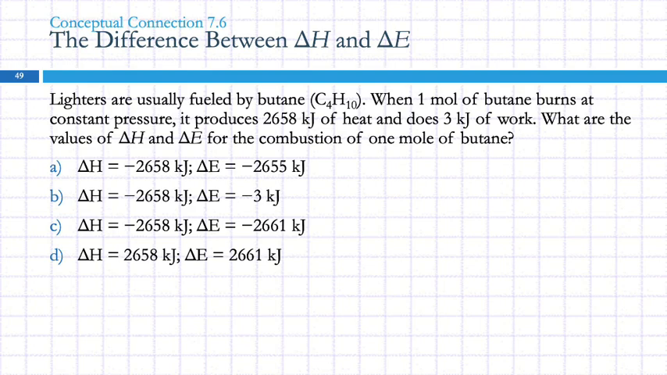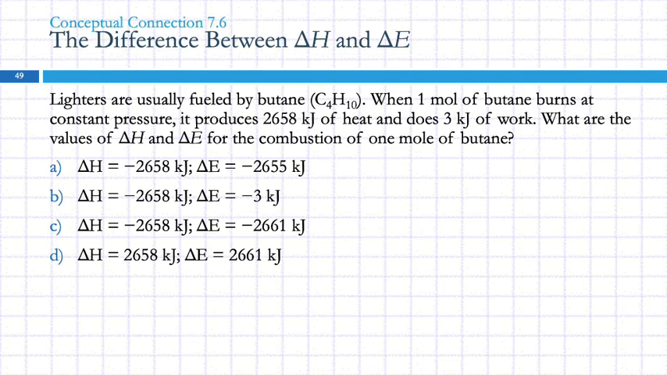So lighters are usually fueled by butane. When 1 mole of butane burns at constant pressure, it produces 2658 kilojoules of heat and does 3 kilojoules of work. What are the values of delta H and delta E for the combustion of 1 mole of butane? I would not ask you this on an exam. This would not be a good exam problem.